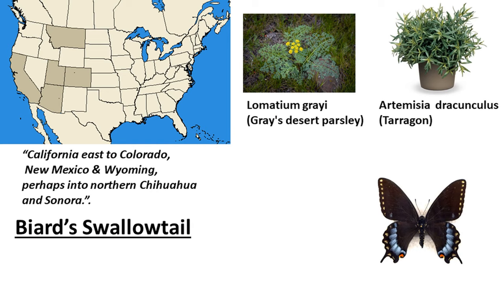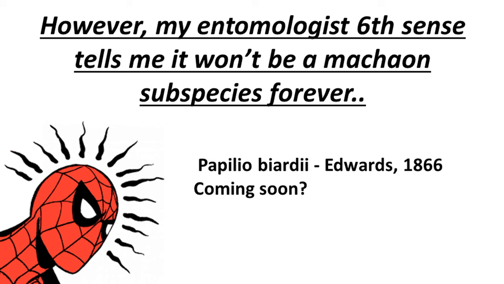This subspecies appears to be found in California, east to Colorado, New Mexico and Wyoming. Perhaps into northern Chihuahua and Sonora, in the United States of America. Interestingly, they can use tarragon, a species of Artemisia, as their host plant. But they also use desert parsley. I do have to say that as an entomologist, my sixth sense is tingling right now.